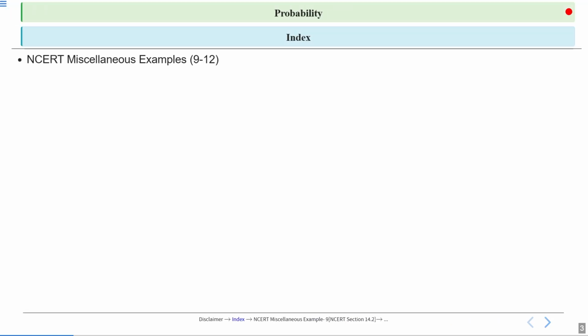So first we will cover NCERT miscellaneous examples 9 to 12. And then we will discuss NCERT miscellaneous exercise question number 1 to 2. So make sure you have your notebooks and pens ready.